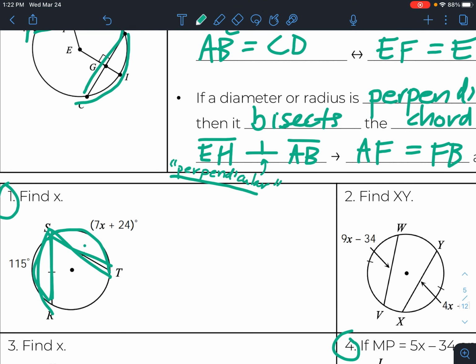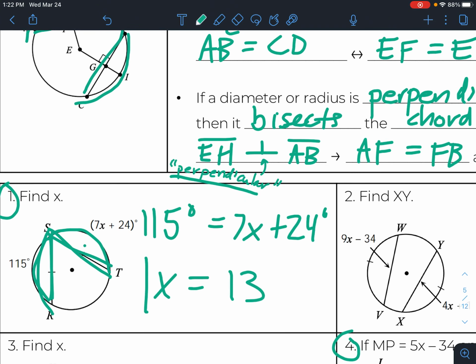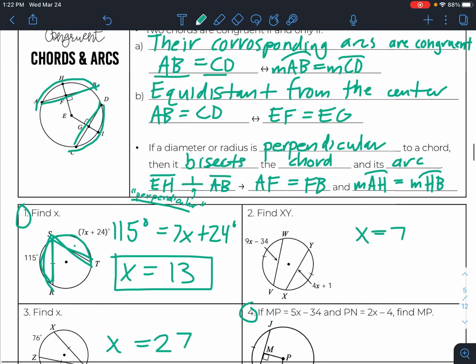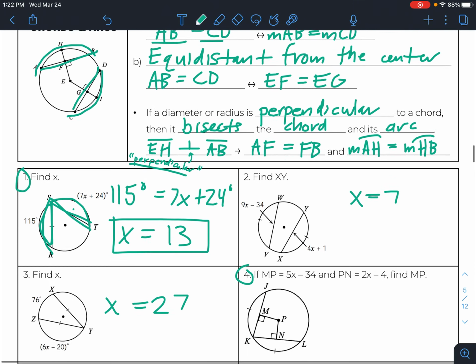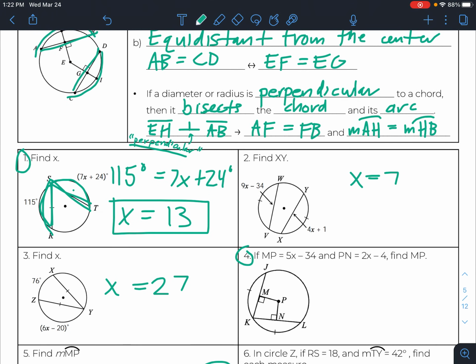We can say this arc, which is 115 degrees, that looks a little bit like 175, so I'm going to erase that, equals the other arc, which is 7x plus 24 degrees. And then you can just solve for x like normal, and you should end up getting x equals 13. Great. And the rest of these you'll do a similar way. Here are some of the answers to take, and on these ones we'll use the congruent rules. You should get these answers. And again, if you need any help or have any questions, you can totally ask at any time.